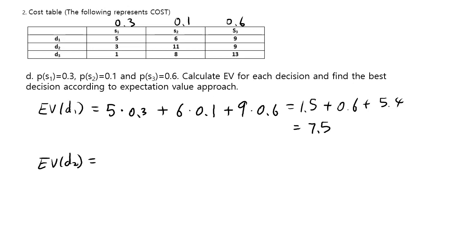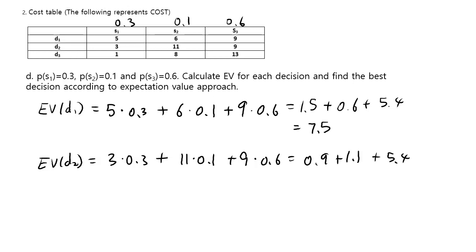EV D2: 3 times 0.3 is 0.9, and 11 and 9 with probabilities 0.1, 0.6. So you just keep multiplying the outcome by its probability, and that gives you 0.9 plus 1.1 plus 5.4. These two add up to 2. So 2 plus 5.4, that's 7.4.